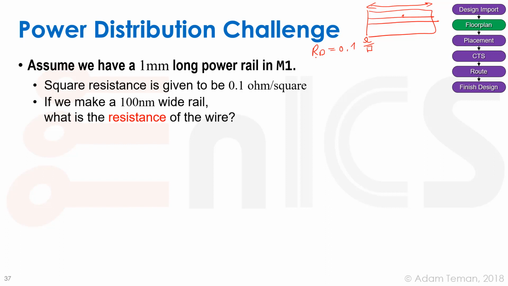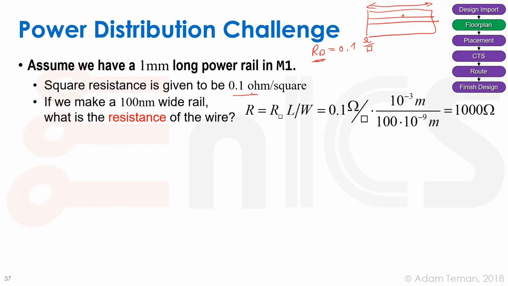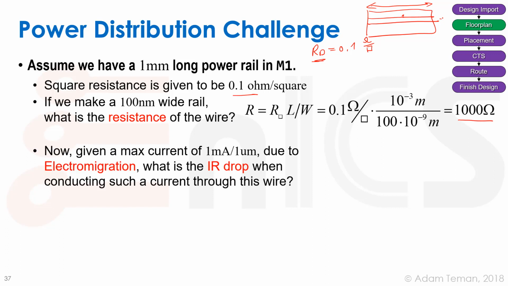So once we're given our R square value over here, we can figure out what the resistance is, and it's just R equals R square times the number of squares, which is the length of the wire over the width of the wire, and that comes out to be 1,000 ohms. 1 kilo ohm is the resistance of that wire from side to side. Well, that sounds like a lot. It's for sure not zero.